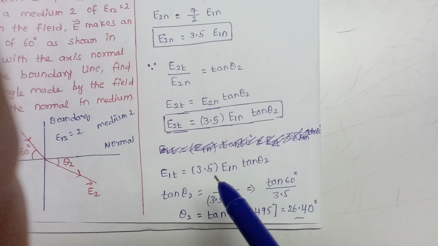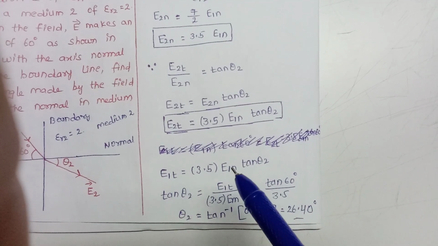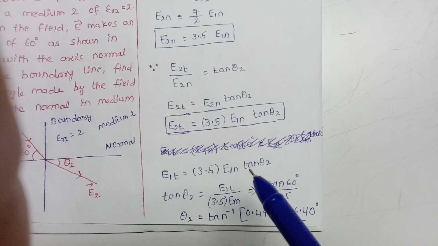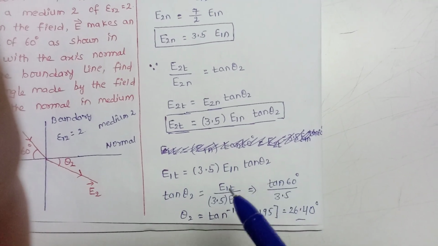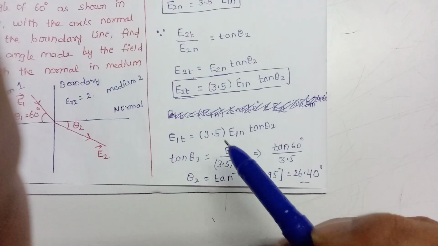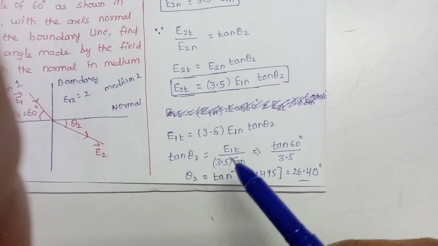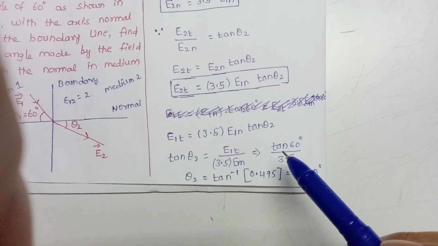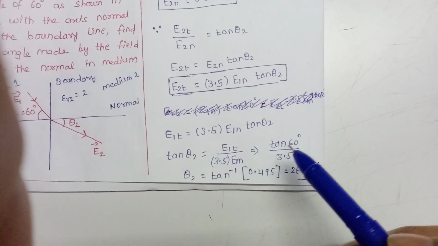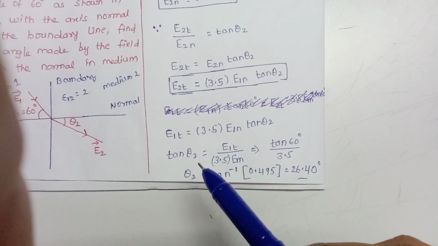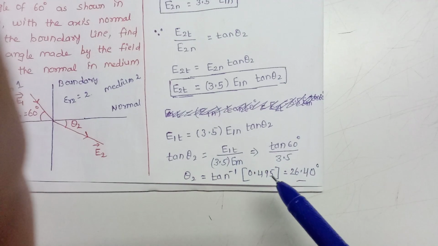Then if you send this E1n to that side, E1t upon E1n can be written as tan theta 1. Therefore, tan theta 2 can be written as E1t upon E1n, and if I also send this 3.5 to that side, E1t upon E1n is tan theta 1. Since theta 1 is 60 degrees, tan 60 degrees upon 3.5. Then this value is 0.495. Then theta 2 can be written as tan inverse of 0.495.